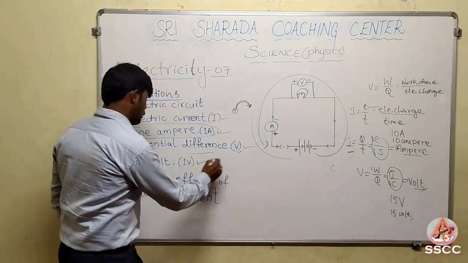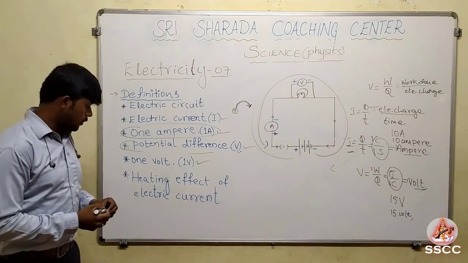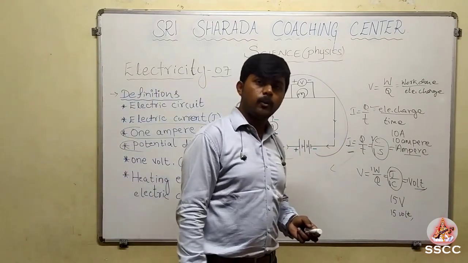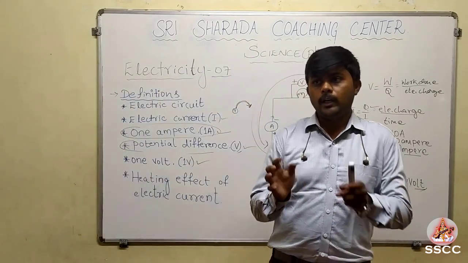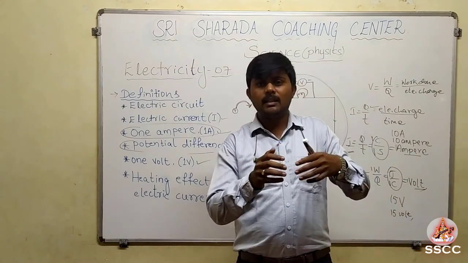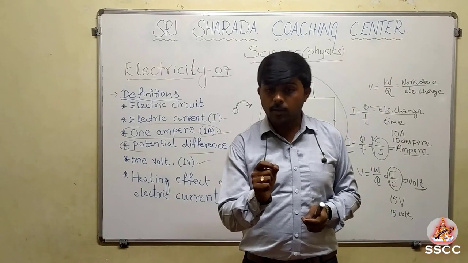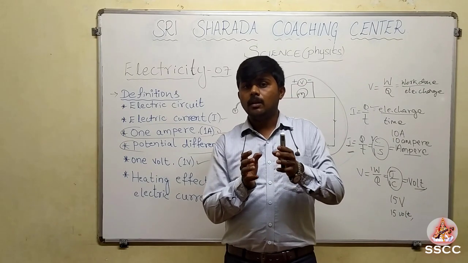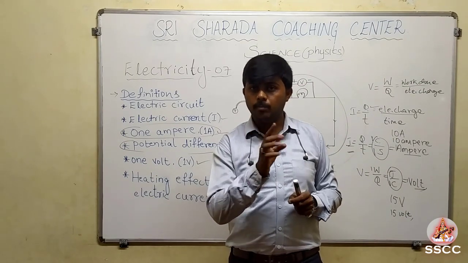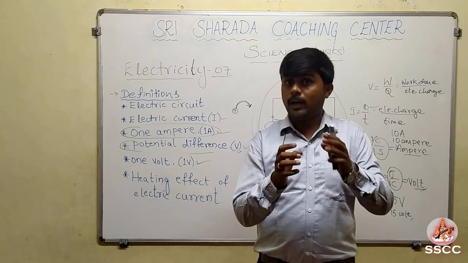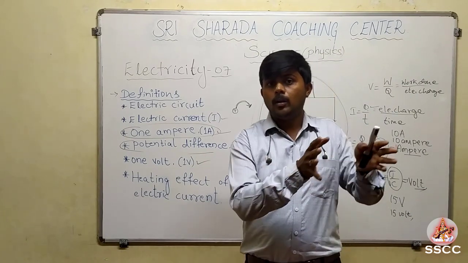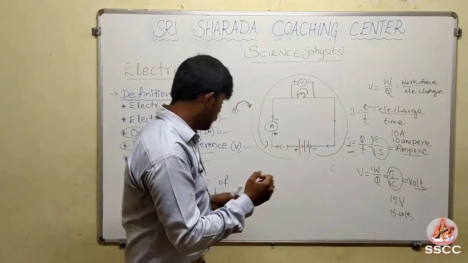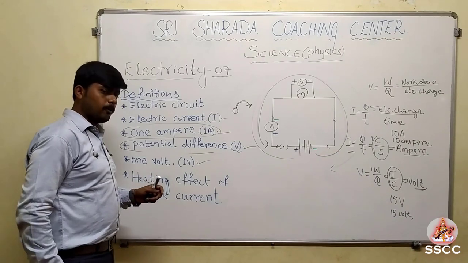That is 1 volt. And the next topic is heating effect of electric current. Before discussing the heating effect of electric current, we should know why the object is heating. It is getting heat, we should know why. It is because of its resistance. When an object can get heat means when it is having high resistance. This is very, very important. When an object has high resistance, then only it can convert electrical energy into heat energy. By using this, we can easily define the heating effect of electric current.